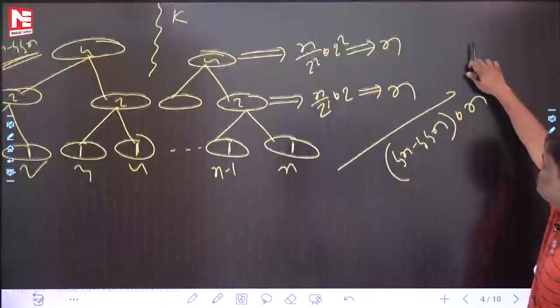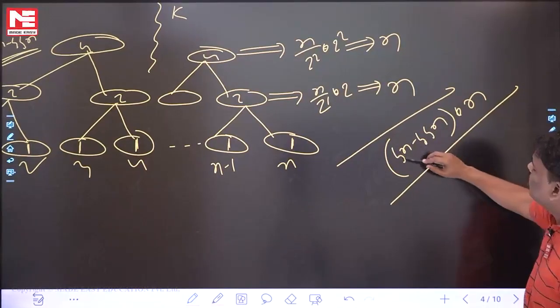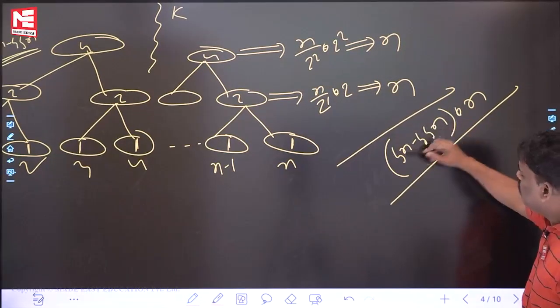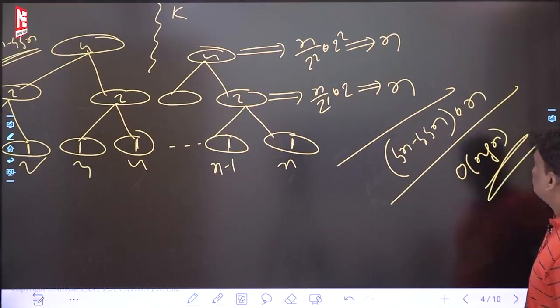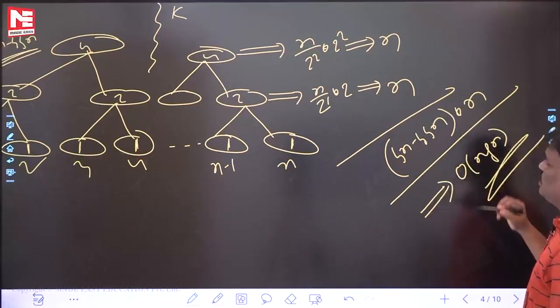Final answer if you observe. What is the final answer? I think everyone: log n minus log n, which is bigger, log n. Final answer is approximately n log n. Approximately n log n. This is the time complexity.